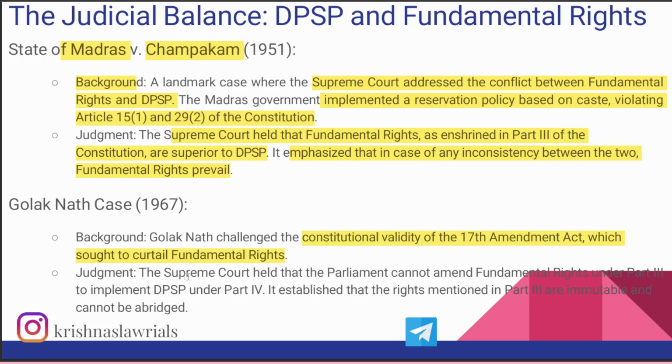The judgment given by the Supreme Court was that Parliament cannot amend fundamental rights under Part 3 to implement DPSP under Part 4. It established that the rights mentioned in Part 3 are immutable and cannot be abridged. Here, the Supreme Court said that just to implement DPSP, you can't change or amend fundamental rights in Part 3. So, rights mentioned in Part 3 are immutable. You can't mutate them or change them.